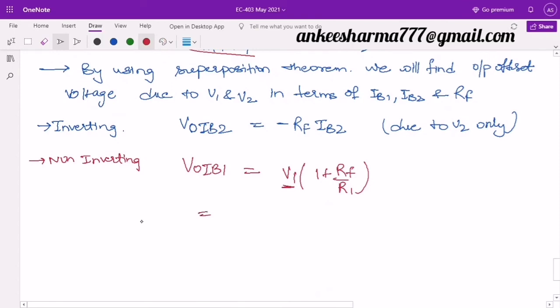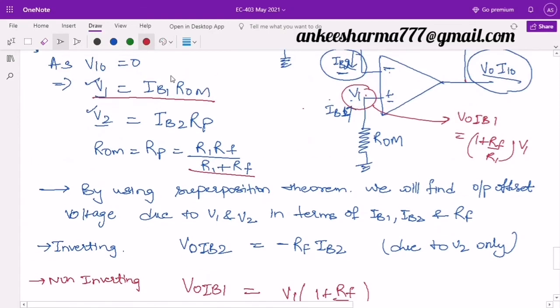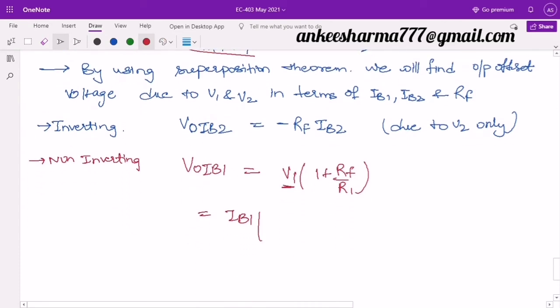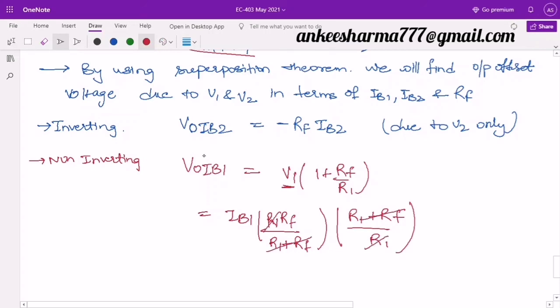So it will come out to be IB1 into R1. R1 की value put करते हैं, R1 RF upon R1 plus RF into R1 RF upon R1 plus RF into 1 plus RF by R1. I will take the LCM here. It will be R1 plus RF upon R1. So this will be cancelled out, R1 will be cancelled out with this one. I will be left with only IB1 into RF.